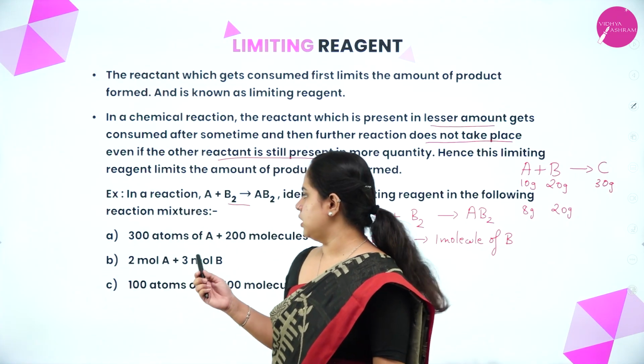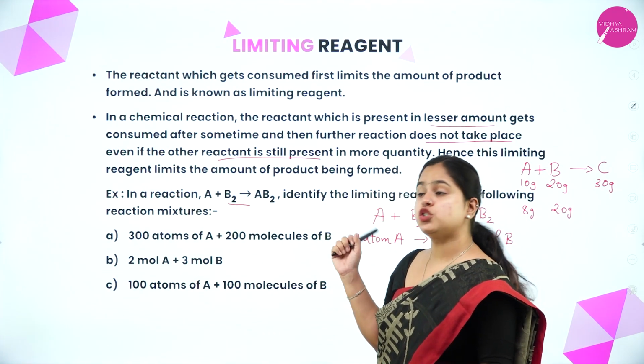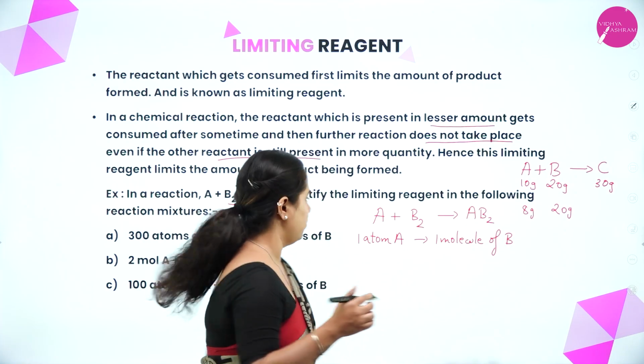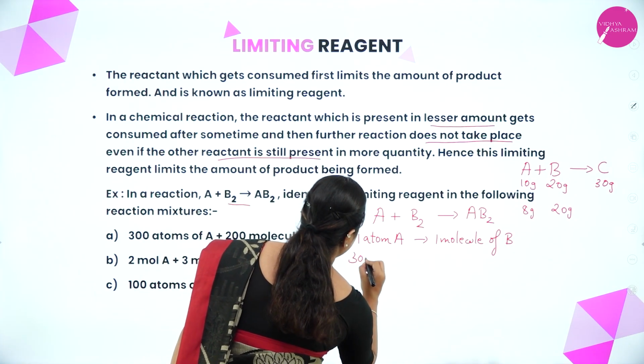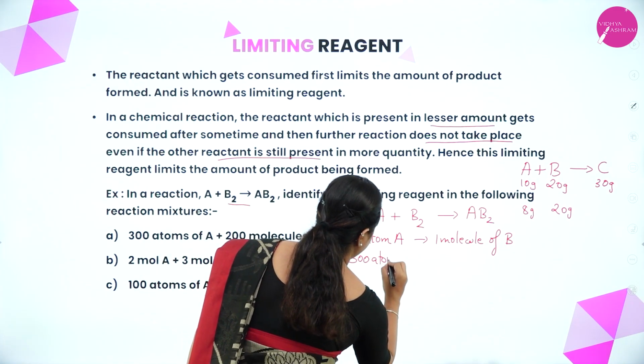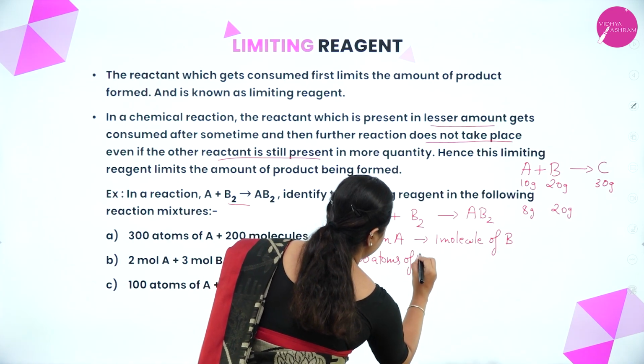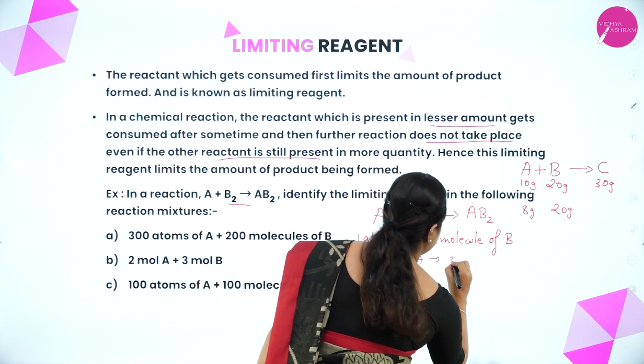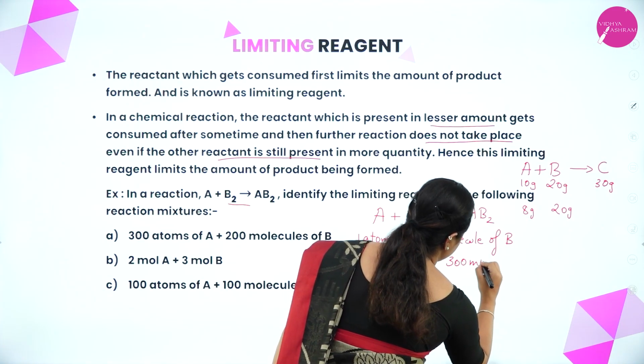So, what does the question ask? 300 atoms of A and 200 molecules of B. So, if it is 300 atoms of A, that means you need to have 300 molecules of B, right?